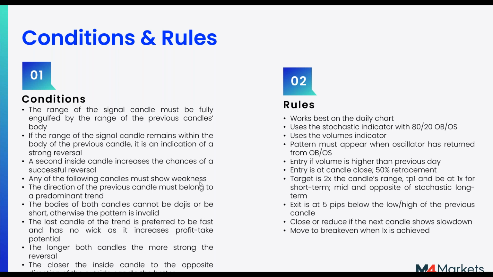Any of the following candles must show weakness. The direction of the previous candle must belong to a predominant trend. The bodies of both candles cannot be dojis or be short, otherwise the pattern is invalid. The last candle of the trend is preferred to be fast and have no wick, as this increases profit potential. The longer both candles, the stronger the reversal. The closer the inside candle is to the opposite direction of the outside candle, the better.